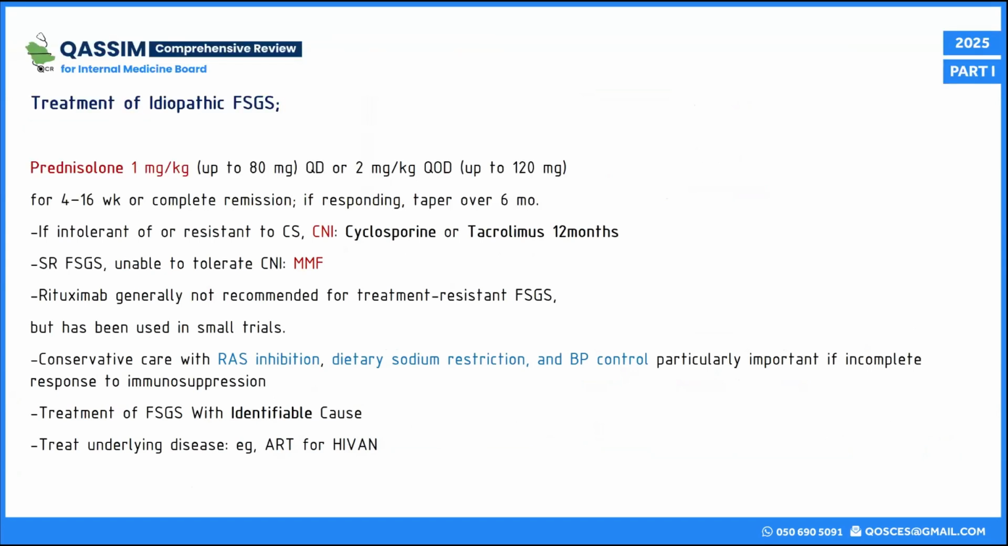So what is the treatment of FSGS? As we said, we have to rule out secondary causes, start the patient on conservative management, and of course start with prednisolone. Again, the same approach as minimal change. We start 1 milligram per kg, maximum dose is 60 or 80, and then taper the steroid dose. If the patient has not tolerated it or is resistant, we can start a CNI, either cyclosporine or tacrolimus.